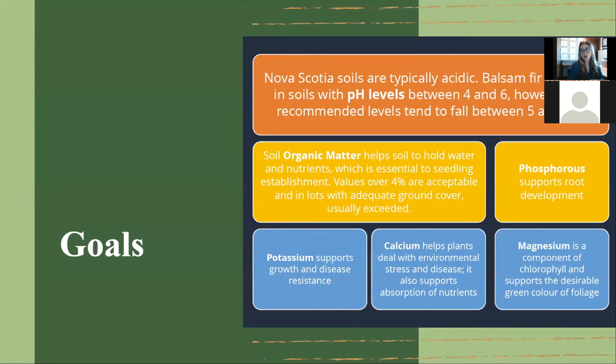It can hold water, it holds nutrients, it helps with transport, and it's food for the microorganisms that are present in your soil as well, which is always good to put back into that cycle. Phosphorus, so that's that P2O5 that we talked about on the soil test.